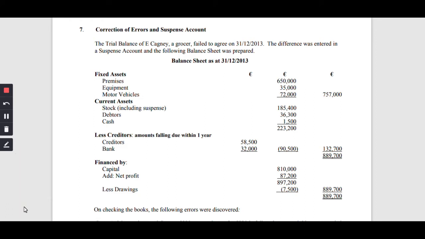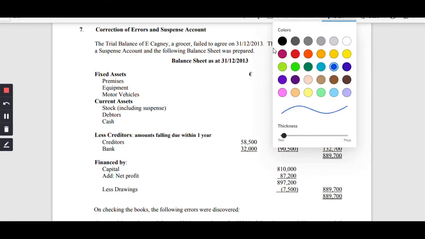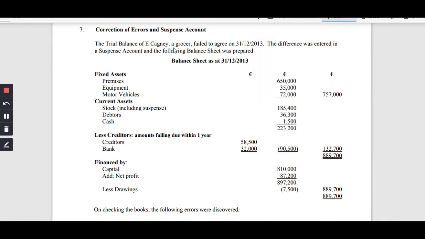Okay, as you can see here on the screen, I have the question up on the screen. And one thing we always look for at the beginning of a suspense account is what type of business we are dealing with. That's actually quite important. So here you will see we have E. Cagney, and E. Cagney is a grocer. This will become evident further in the question.